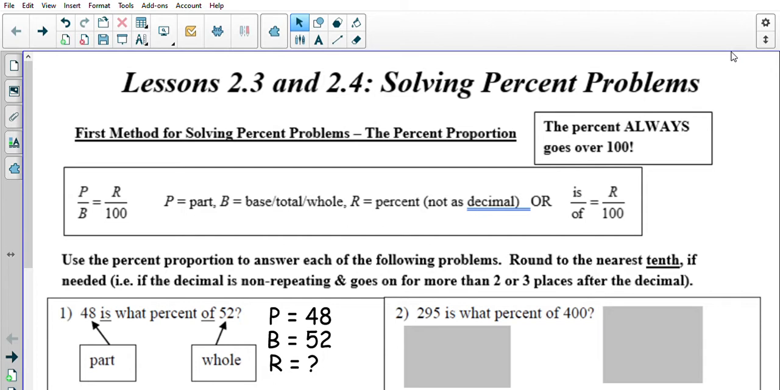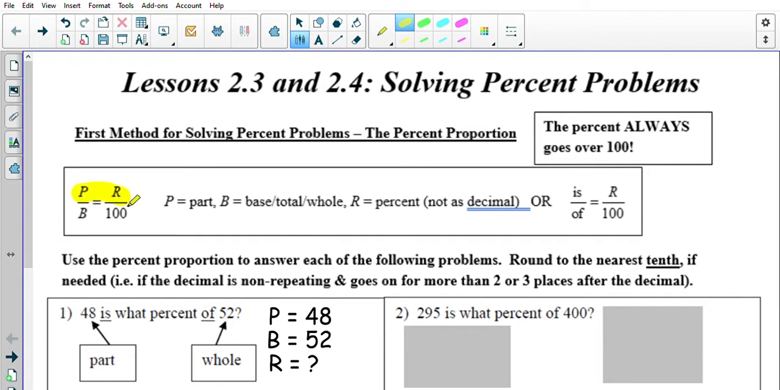The first method for solving percent problems is the percent proportion. So I'm going to show you two different ways to solve percent problems. And the percent proportion is something you're going to have to memorize. Now, on the test, I will give you the option of choosing either the percent proportion or percent equation, which is the other method to find your solution. But on the quiz, I will ask you to show both because I want you to be familiar with both methods in case for some of you one works better than the other.